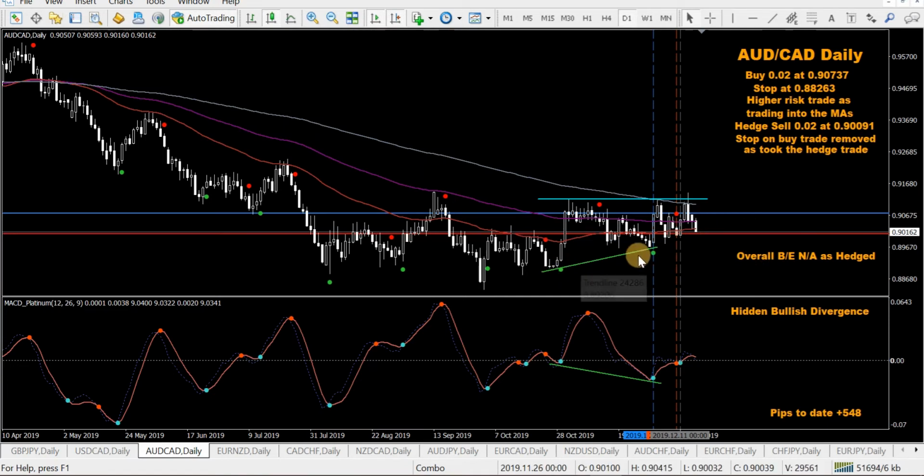Green trend lines signify some sort of bullish divergence. In this case, there was hidden bullish divergence. You can read my notes. So we've got a lower low on the oscillator on the MACD Platinum and higher lows on the price.